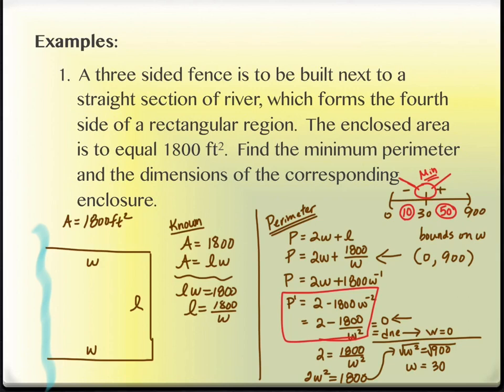We haven't quite answered the question just yet. The question said to find the minimum perimeter and the dimensions. And all I have found so far is what? W. W is 30. Okay, so I'm going to write, I've got space over here, what I know so far that W is 30. I need to find my length, and I need to find my perimeter. So how do I find length? Right. 1,800 divided by 30. What will that give me? 60.